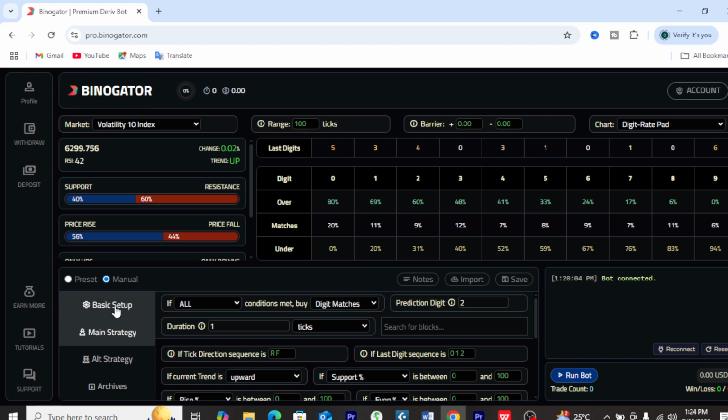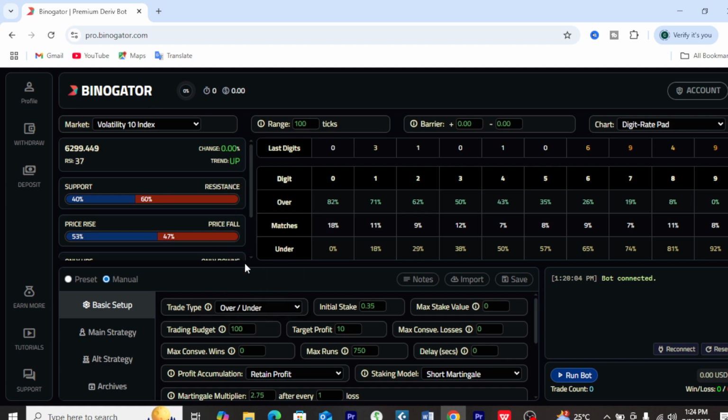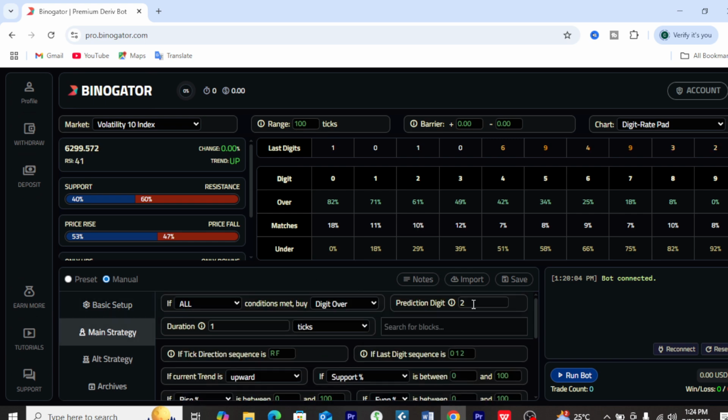So the next contract that we can use this indicator to predict is over under. For over under, we are going to go to the main strategy again and set a prediction digit. So the prediction digit that is set here is 2. If we set the condition to over, we are predicting that the last digit of the market is going to be over 2. That's what we are predicting. And if we set it to under, we are predicting that the last digit of the market is going to be under 2.